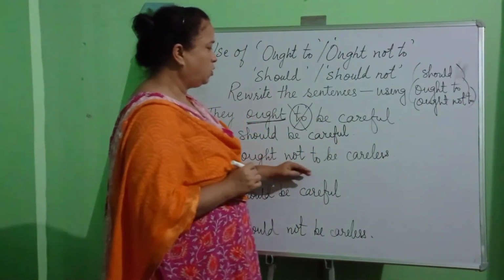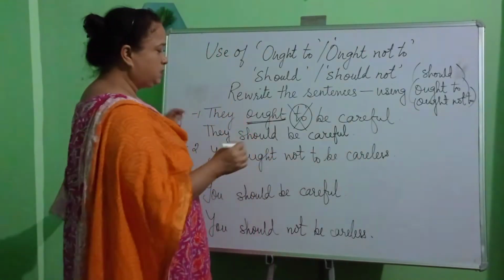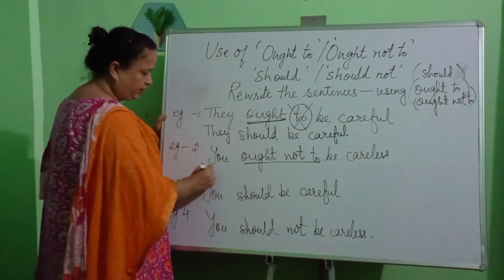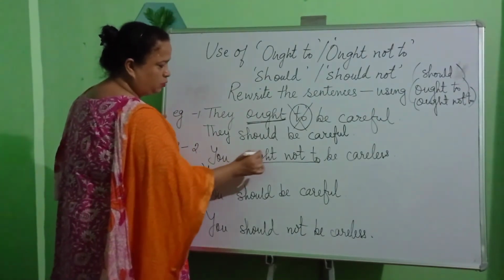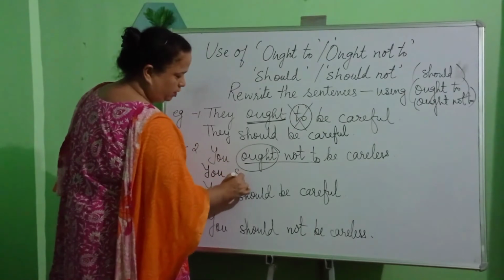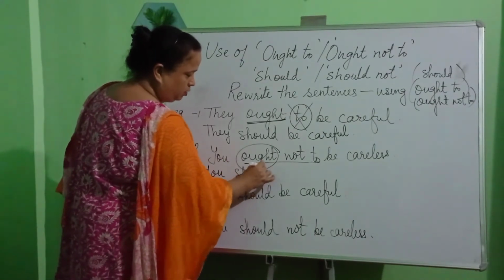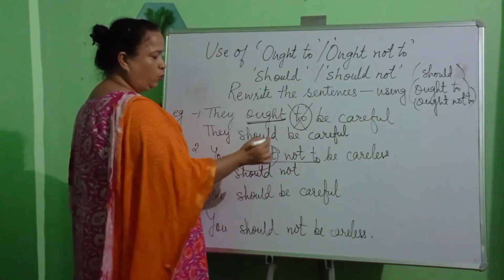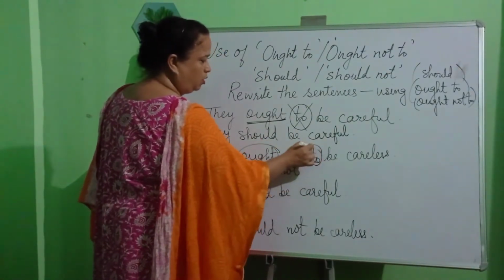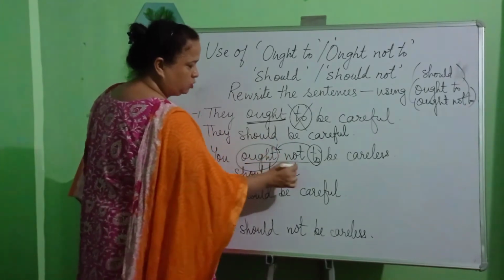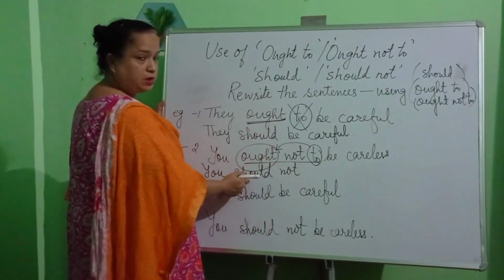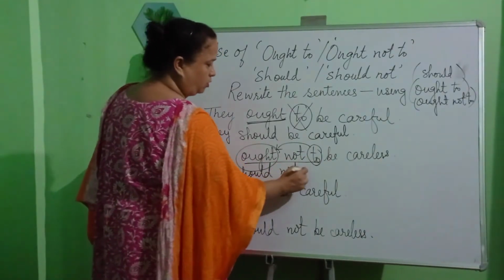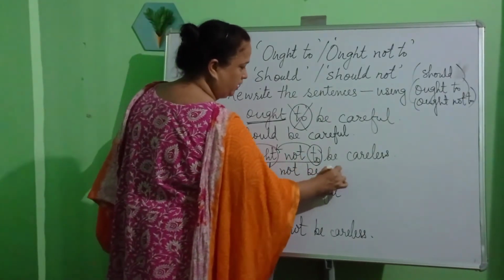Now, let us have a look at the second sentence. You ought not to be careless. So, this sentence is in the negative form. Now, how will we write this sentence? Instead of using the word ought, we are going to replace it and write should. You should not. As I told you, we only use the word to along with ought. So, while writing this sentence, we are using should. We will not be writing the word to. You should not be careless.